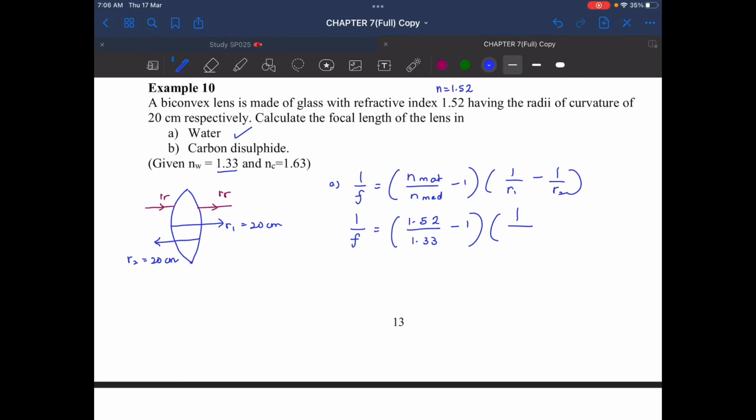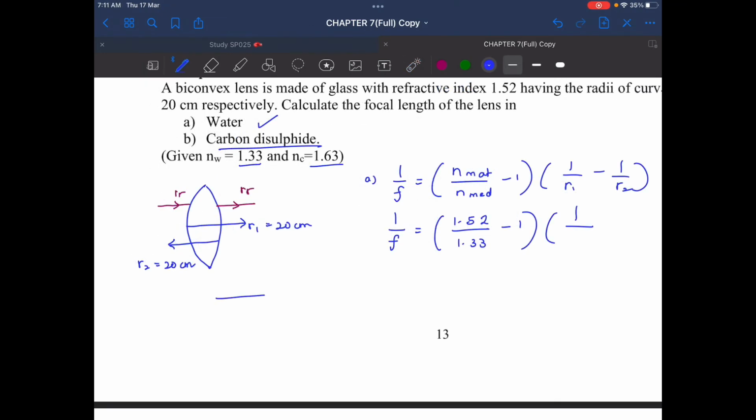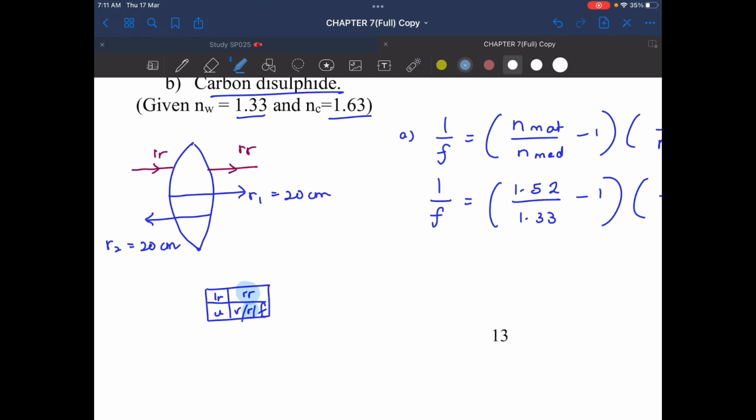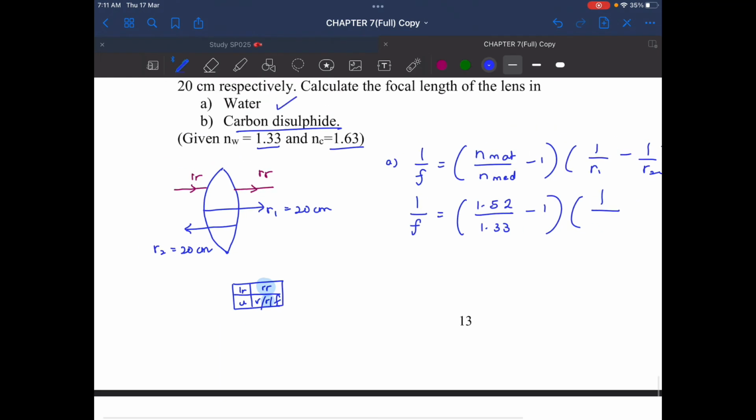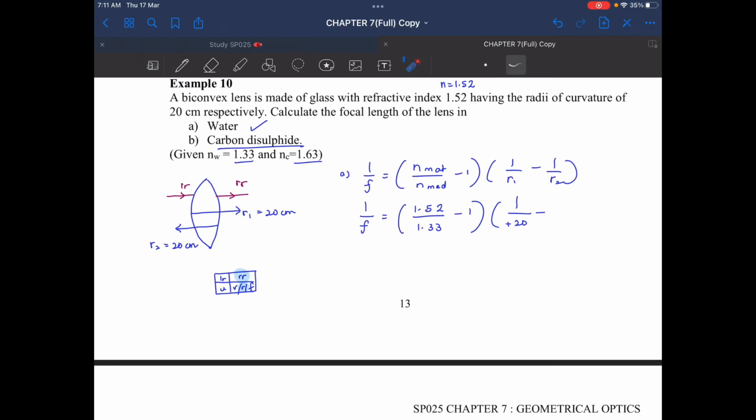So macam nak tahu positif negatif, tengok anak panah dia. So remember this table. Okay, so kamu tengok anak panah dia tu kan, R mesti sama dengan R kan. So jadi kalau this one R1, anak panah dia sama kan, R. So we say that is positive 20, okay, minus, okay. And then kamu tengok pula R2, anak panah dia belah sana tapi R belah sana. So this one is 1 over negative 20 lah, okay.